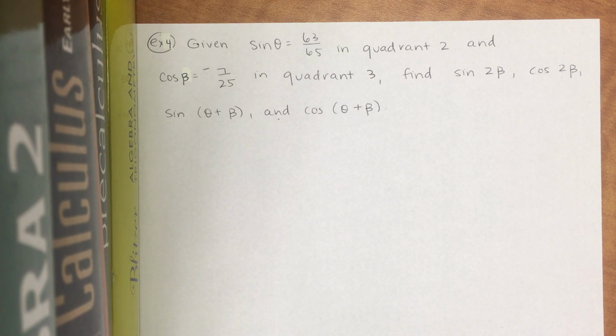Last example of triangle problems and identities. Given sine theta equals 63 over 65 in quadrant 2 and cosine beta equals negative 7 over 25 in quadrant 3, find sine 2 beta, cosine 2 beta, sine theta plus beta, and cosine theta plus beta.